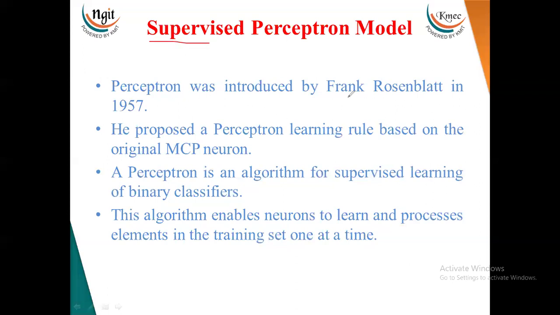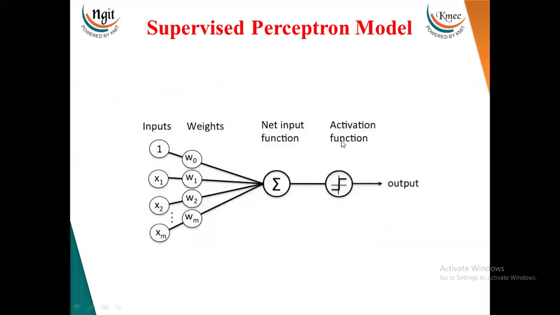And this was introduced by Frank Rosenblatt in 1957. He designed a perceptron, rule-based neurons, and it is an algorithm for supervised learning with the help of binary classifiers. And this algorithm enables to learn and process elements in the training set. Okay, so first we will train the data, then we'll go for testing the data. In the training, this particular model can be used for classification problems.